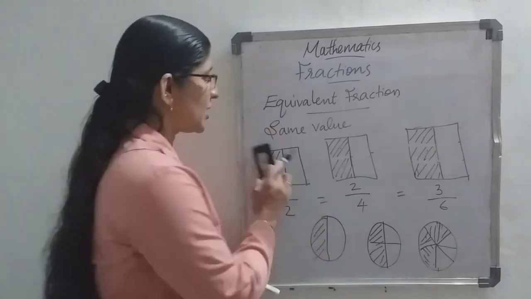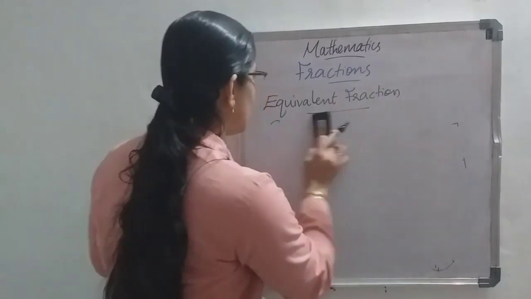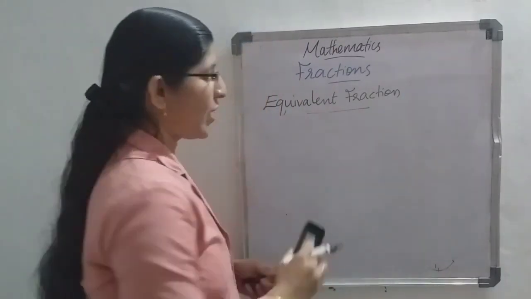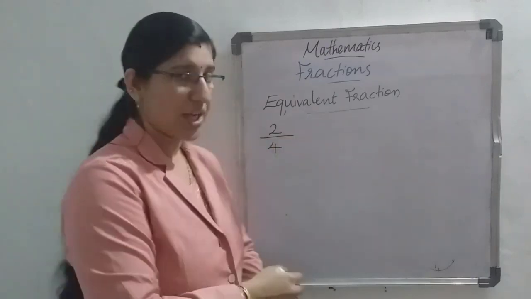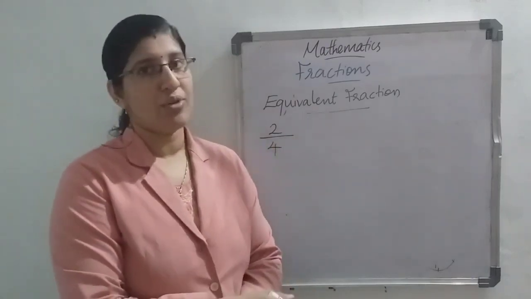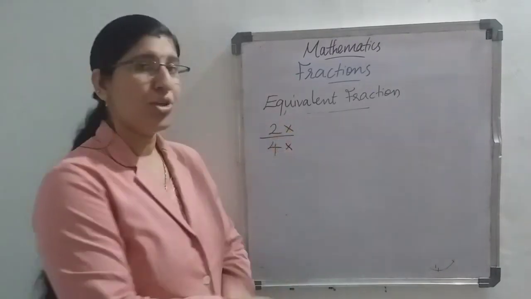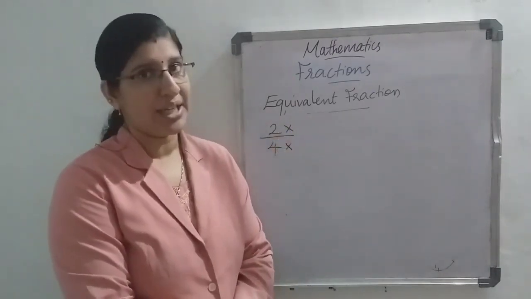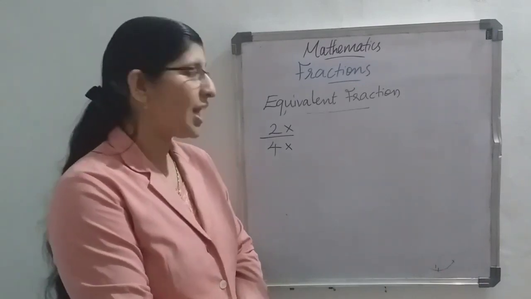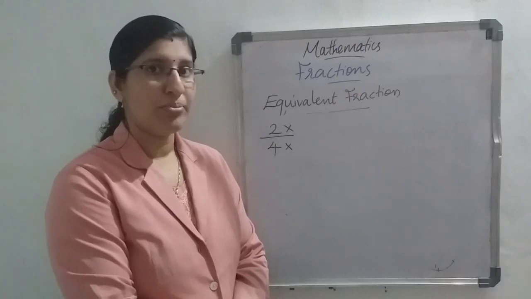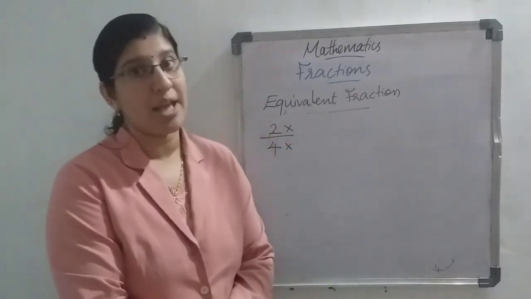Understood that? So the equivalent fractions means the fractions which have the same values are called equivalent fractions. How will you find out the equivalent fractions? So easy to find out the equivalent fractions. For finding out the equivalent fractions, you need to multiply the numerator and the denominator with the same number.